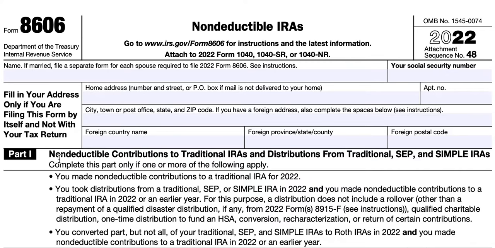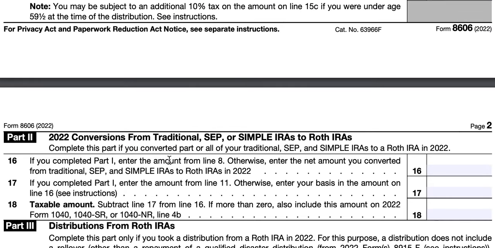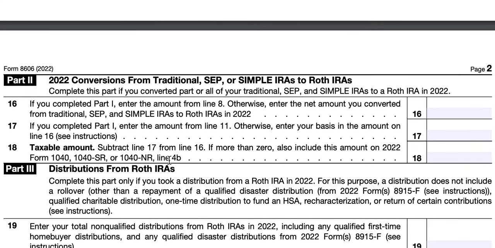So part one is non-deductible contributions to traditional IRAs and distributions from traditional, SEP and simple IRAs. So anything that was an after-tax contribution to a traditional IRA, as well as any distributions from any traditional, SEP or simple IRA. On the back of this form, or on page 2, are part 2 and part 3. So part 2 of the form is anything that contains Roth conversions. So from a traditional, SEP or simple IRA to a Roth IRA. And then finally part 3, distributions from Roth IRAs.